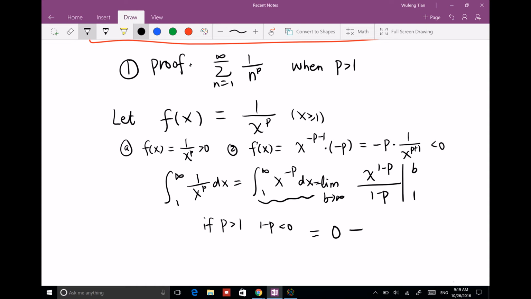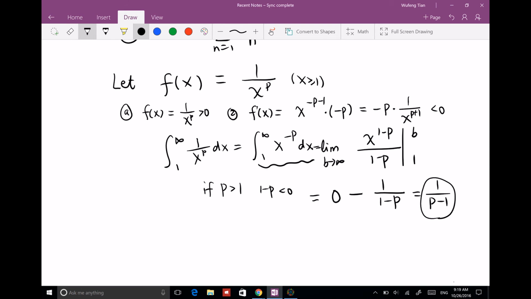Then I plug 1 into here. So 1 as x, 1 to the 1 minus p, 1 to anything is 1. So it's still 1 on the top, and plugging 1 into the bottom is 1 minus p. So the answer is just 1 over p minus 1. This is a finite number. So I prove that if p is bigger than 1, then this integral converges. Therefore, the sum from n equals 1 to infinity of 1 over n to the power p converges.